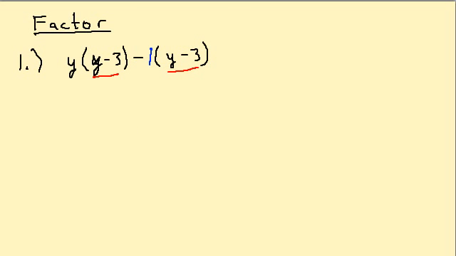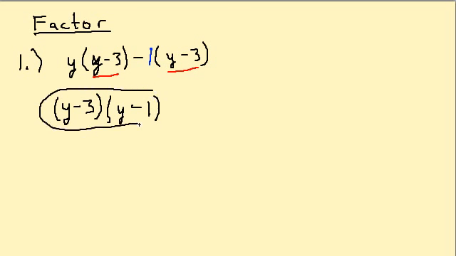So if I factor out the y minus 3, I've got y minus 3 times, and then if I factor the y minus 3 out of the first part, I'm left with y. And if I factor a y minus 3 out of the second part, I'm left with a minus 1. And so this is my final answer.